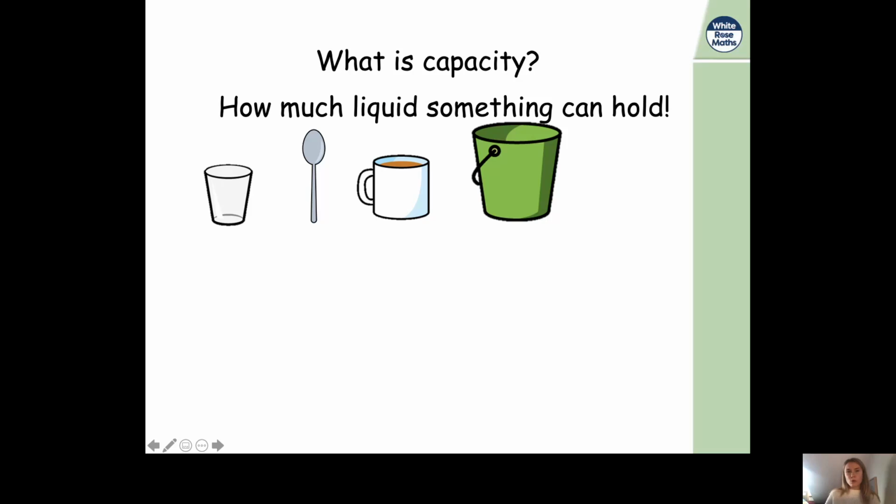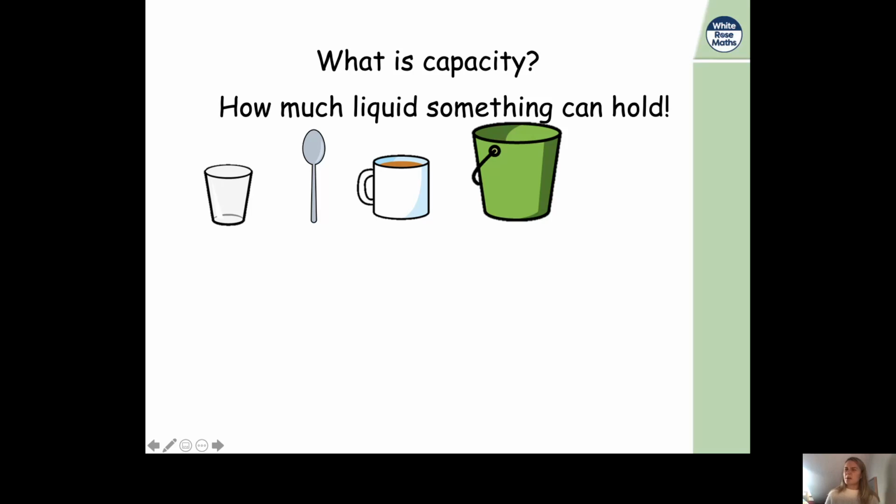So if all of these objects were full, so if the glass cup was full, the spoon was full, if the mug was full, and if the bucket was full, that would be the capacity. How much liquid, when they are full, can they hold? Okay, so what's the most amount of liquid that they could hold if they were completely full? So that's what capacity means.